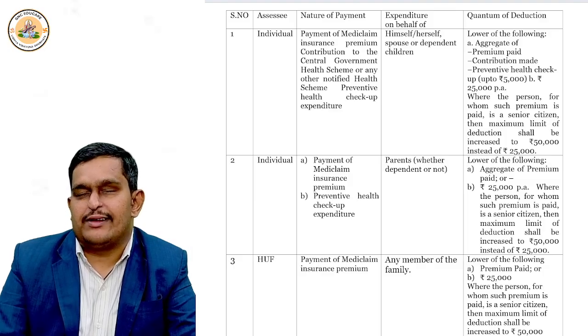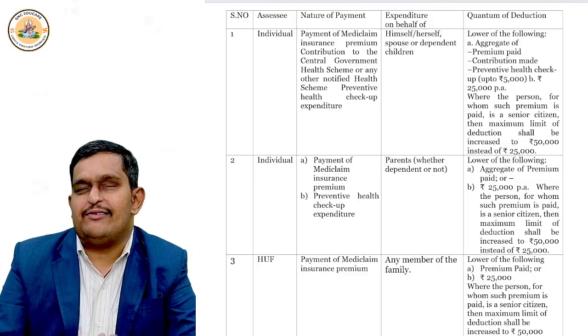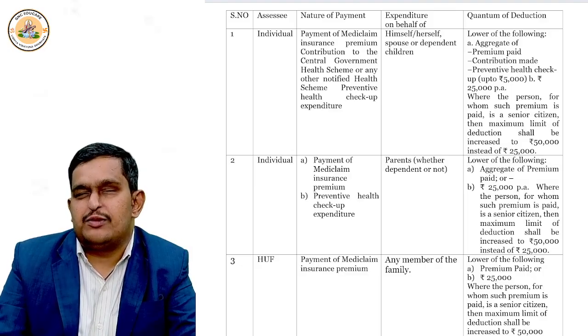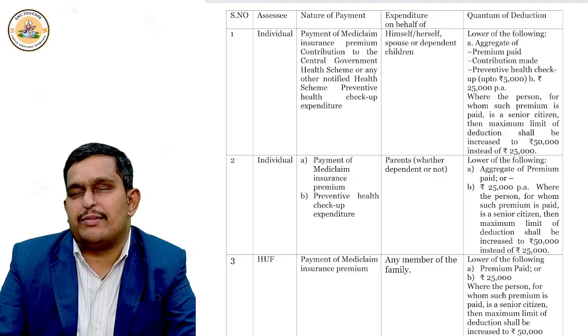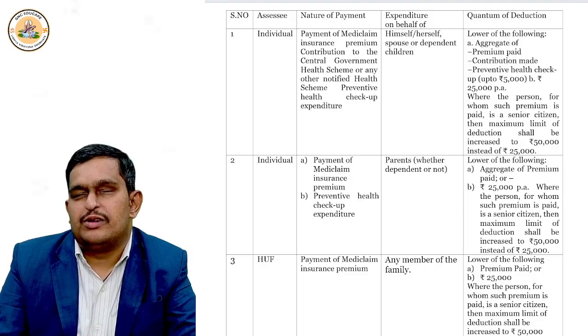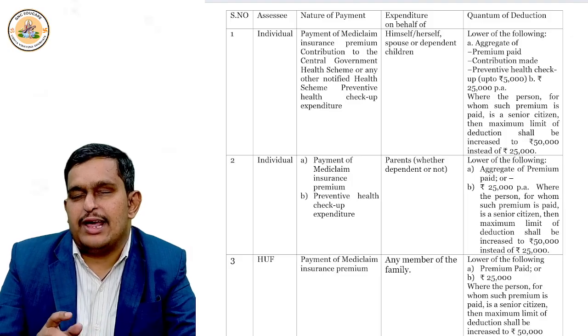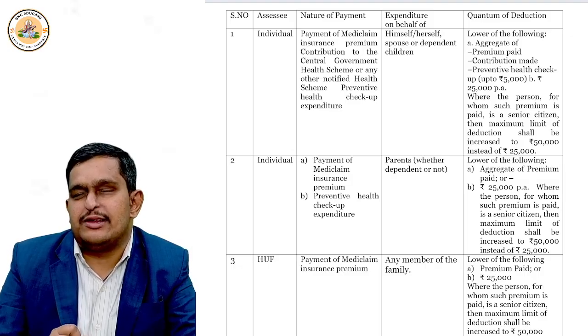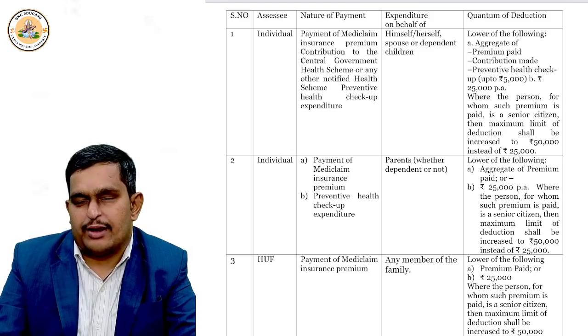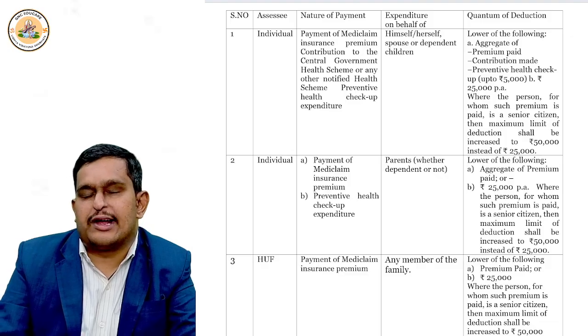Right? First point is clear. So first point, what it says, we are talking about an individual. He is paying health insurance premium or preventive health checkup related payment, and that too for whom? For self, spouse, or children. Then how much deduction? The amount paid as premium or rupees 25,000, whichever is lower. But if any one of them is a senior citizen, then obviously this 25 will be replaced by 50. That means the premium paid or rupees 50,000, whichever is lower. Okay. Now let's come to the second point.